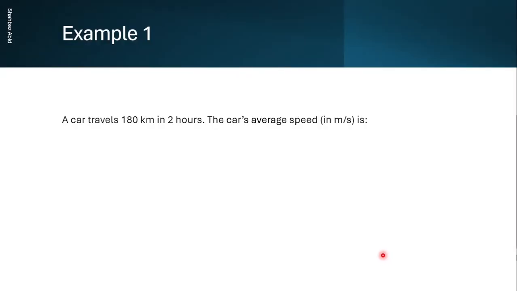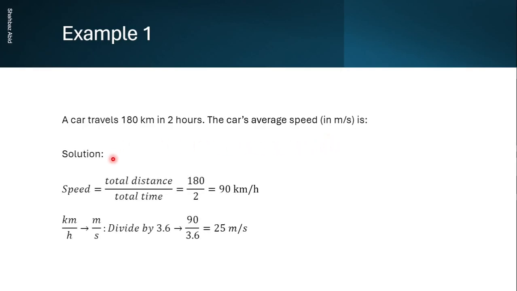Let's see an example for the speed. A car travels 180 km in 2 hours. The car's average speed in meter per second is equal to? Please pause this video and try to solve this problem. So the solution of this problem is: speed is equal to total distance divided by total time. So it's going to be 180 km divided by 2 hours, which is 90 km per hour.